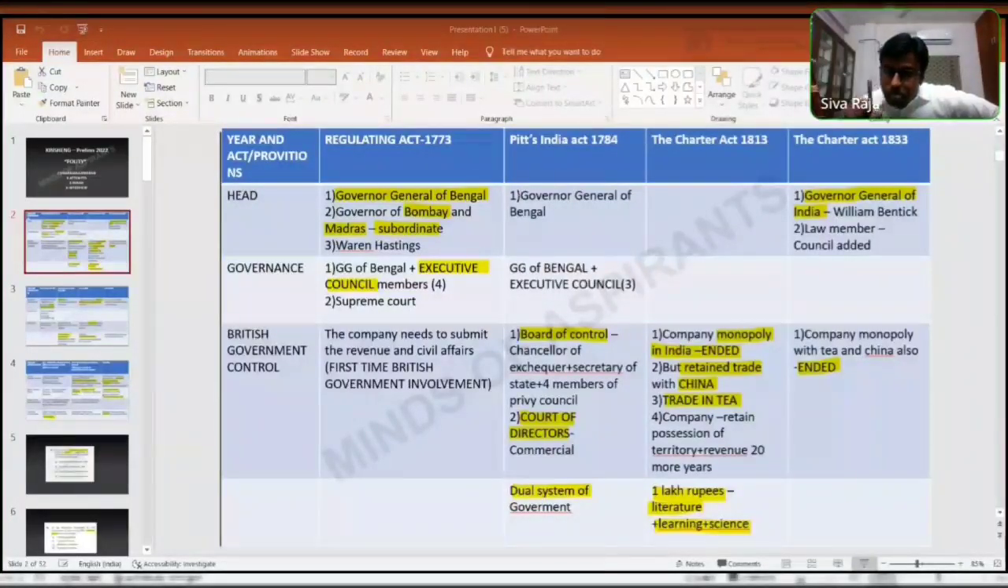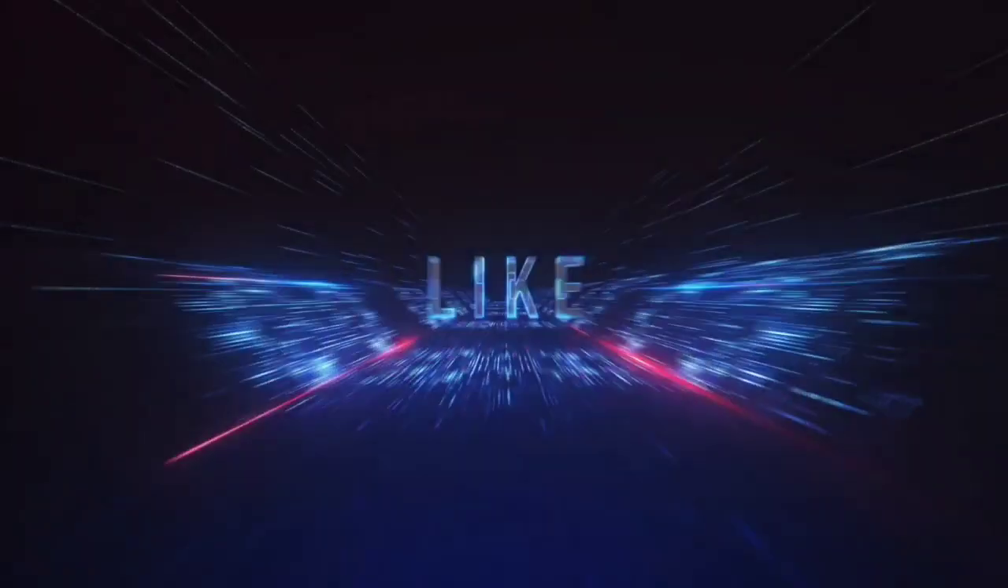Please note it down. This was a question, because why this question can be confusing is that in 1833, go to the next column, in 1833, the company trade with China also ended. Twenty years earlier, in 1813, they ended the monopoly of trade with India.